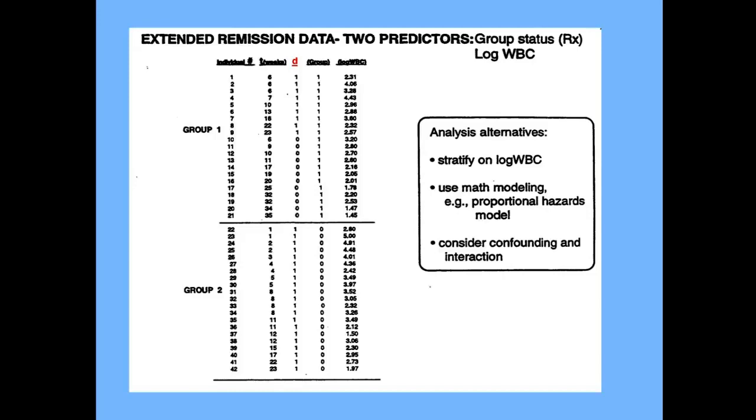And some of the people are exposed, some people are unexposed. The ones here are exposed, and the zeros are the ones that are unexposed. We have their log white blood cell count. We also have their survival time, and we also have whether they failed or were censored. And you notice all the people in group 2 have a 1 because all the people in group 2 failed. So that's the value of that variable D, the failure status variable.